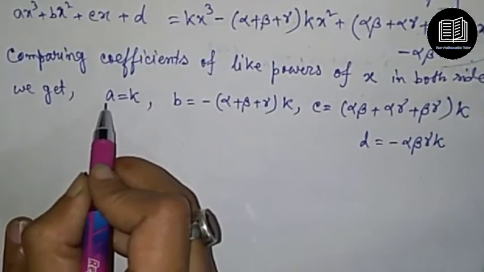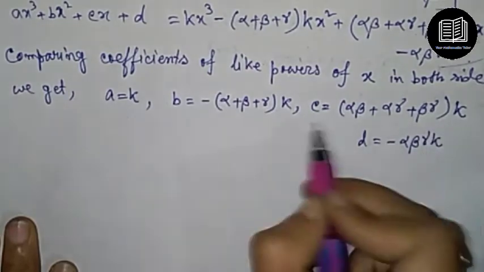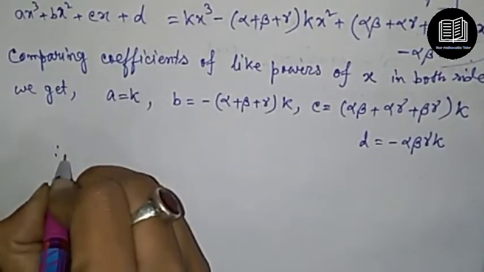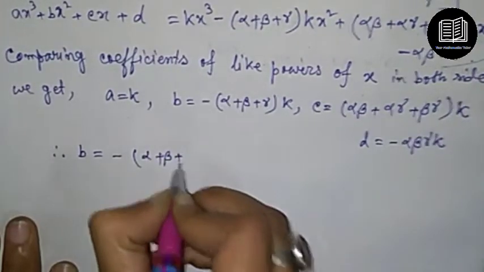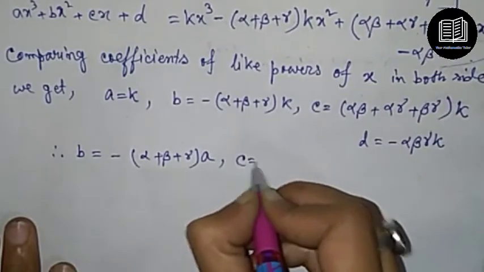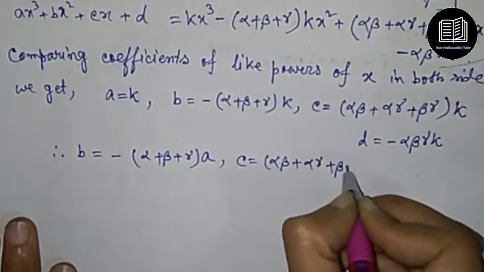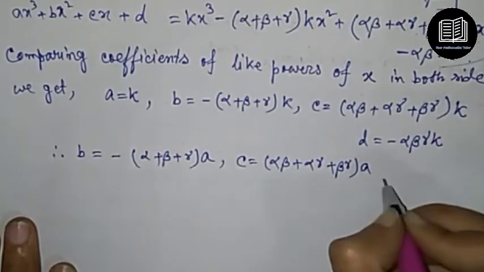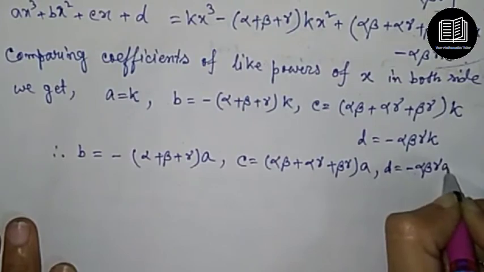Now k means a, so put the value of k in all the results. Therefore b equals minus (alpha plus beta plus gamma) into a, c equals (alpha beta plus alpha gamma plus beta gamma) into a, and d equals minus alpha beta gamma into a.